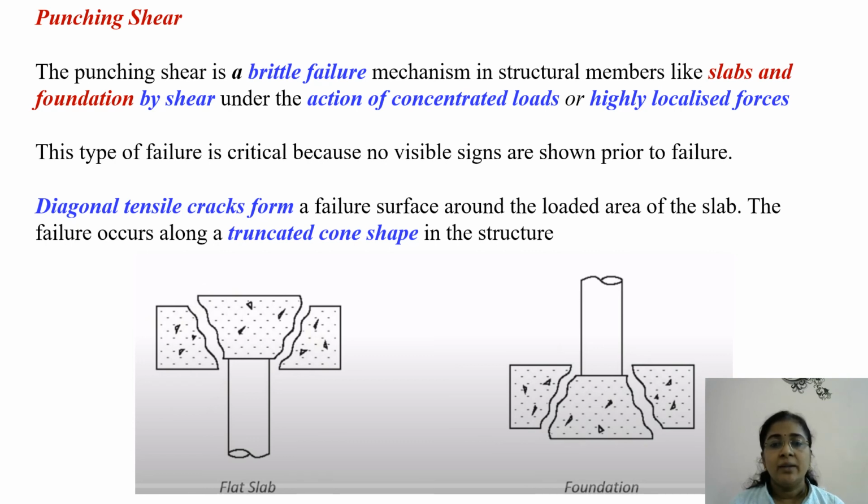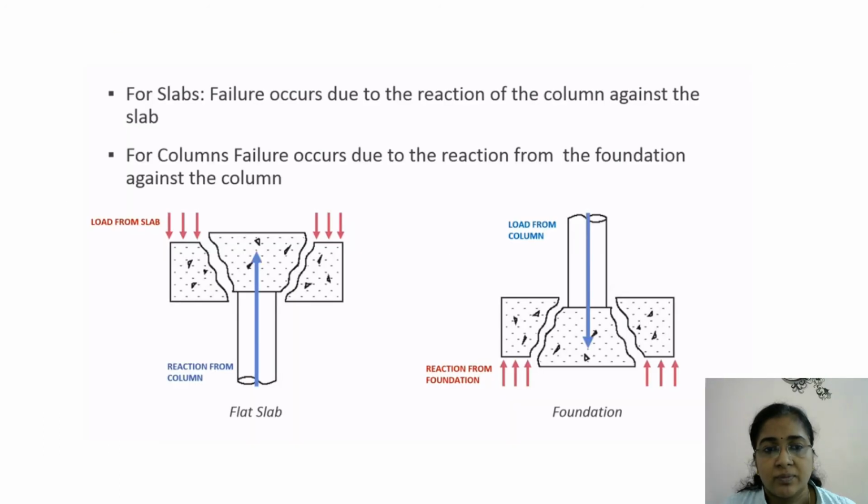This is critical because in the case of brittle failure, there will not be visible signs prior to failure. So we can't take measures for overcoming these types of failures. Here, as you can see, diagonal tensile cracks will form due to this brittle failure. Usually in the case of frame structures, slabs are connected to beams and beams are connected to columns. And the load will transfer from slab to beam and then from beam to column.